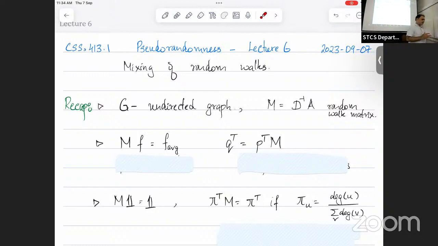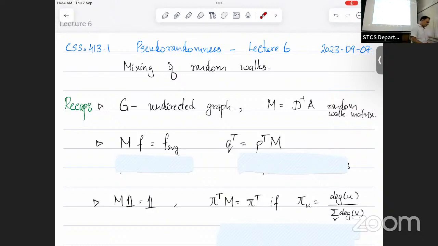So I'll do a brief recap, and the main objective of today is to finally understand what we mean when we say a random walk mixes well, and how we are going to analyze that, and hopefully then analyze the randomized algorithm for ST connectivity that I mentioned last time. Anyway, we'll do a brief recap and go over all the things that we do.